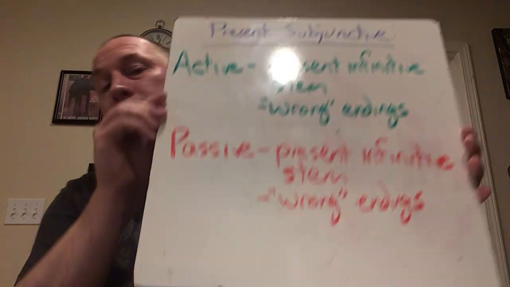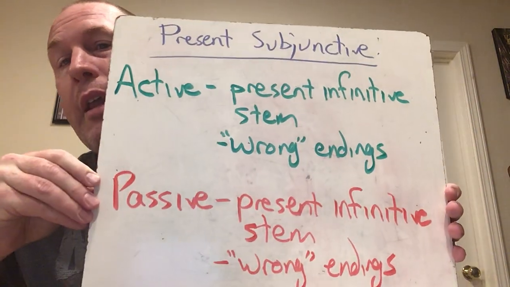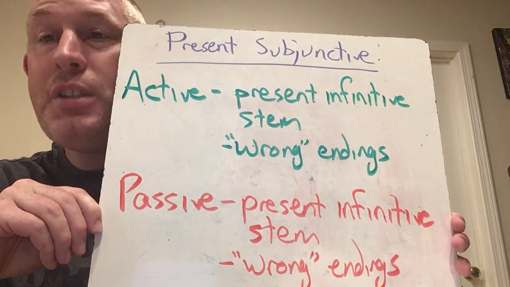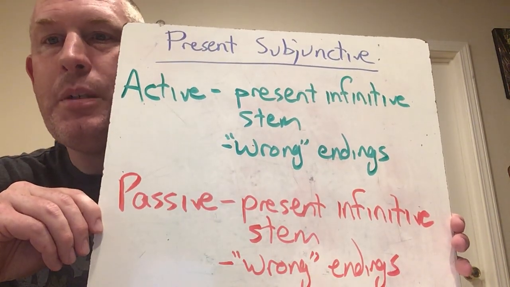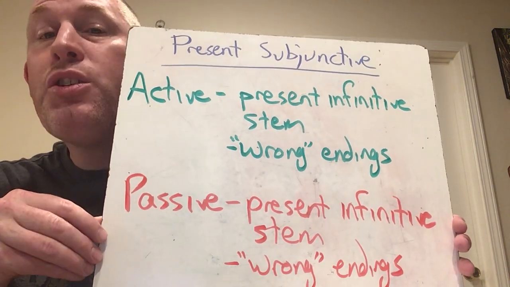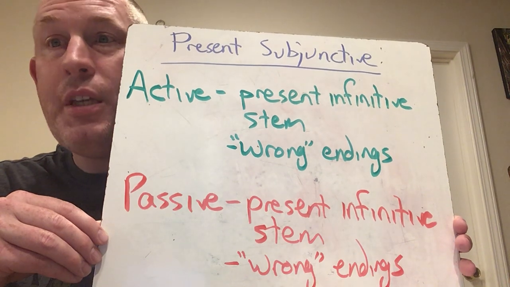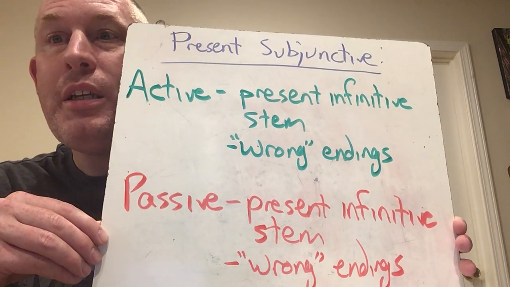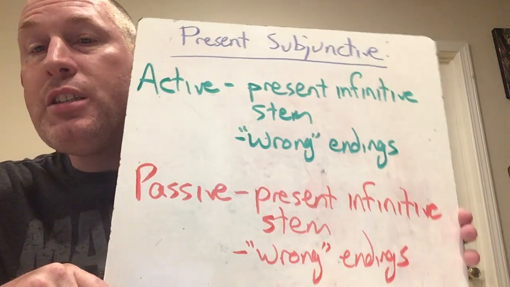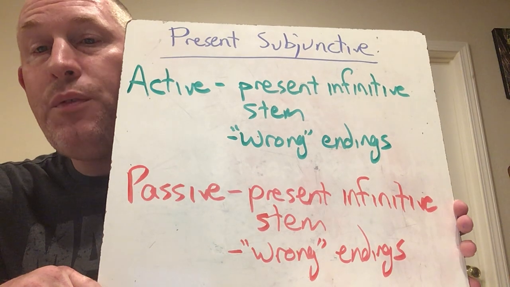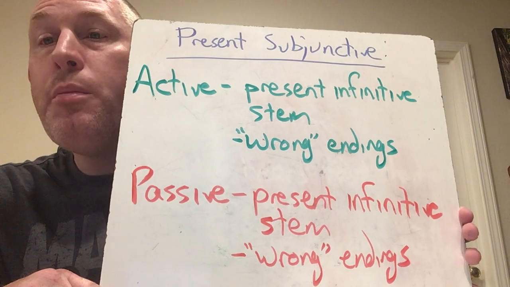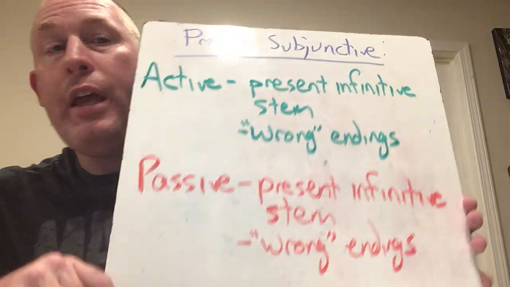So the first one is the present subjunctive, okay? Now, the active present subjunctive is going to use the present infinitive stem. It's the second principal part. It's very simple. And then you're going to use what I call, quote, the wrong endings. It's going to look like when you were in Latin 1 and those kids that didn't make it with us kept putting those endings on to the end of the verb. In the passive, you're going to do it the exact same way. You're going to use the present infinitive stem, and you're going to use the wrong passive endings, okay? So in both cases, you're going to use what I call the wrong endings.